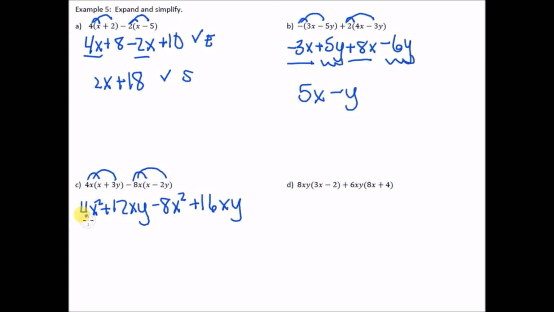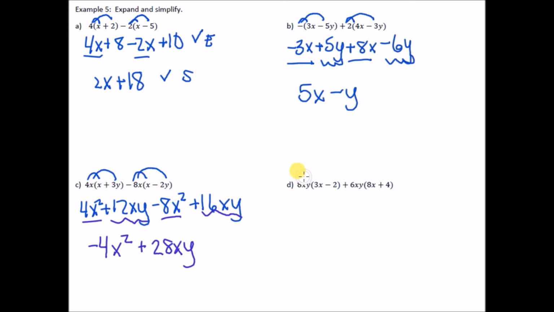Okay, and now we just want to collect like terms. We have 4x squared, and we have negative 8x squared. So I get negative 4x squared. So we have 12xy and 16xy. So I get plus 28xy.